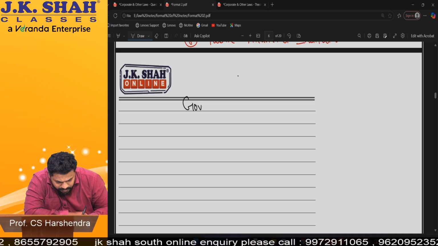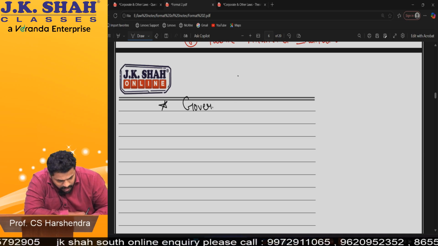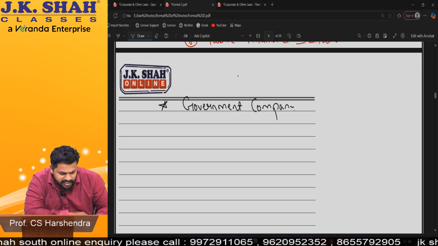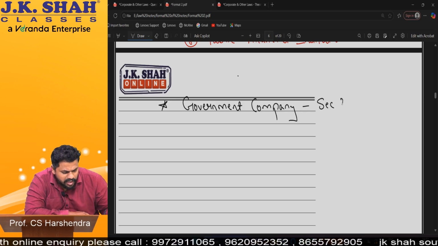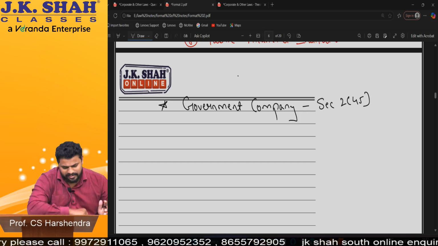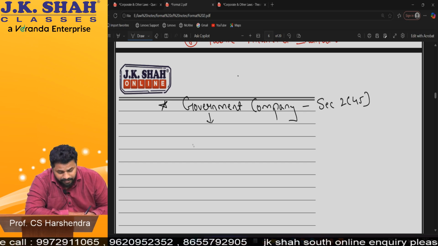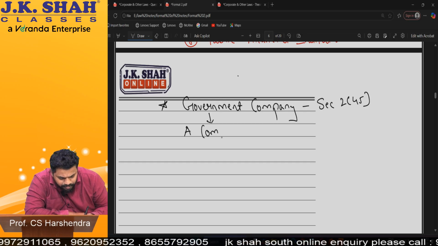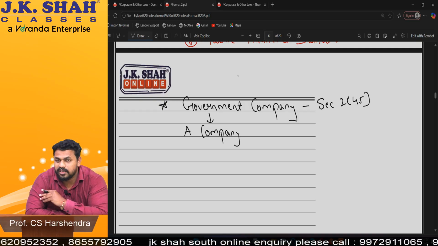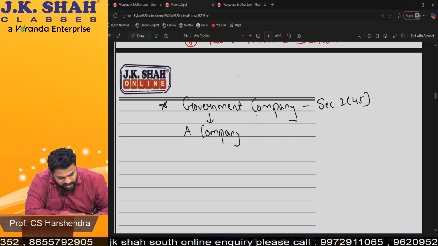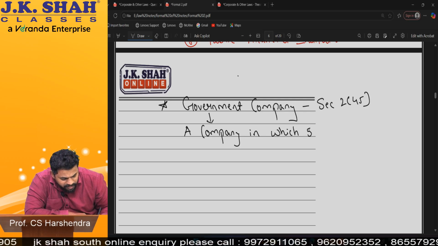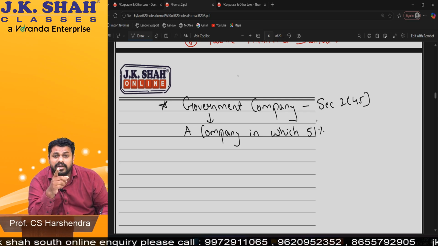Sir, what do you mean by government company? Understand. Section 2, clause 45 tells us what a government company is. A government company means a company formed under which act? The Companies Act 2013 or any previous company law. It means a company in which 51%, not a majority, here it is 51%.